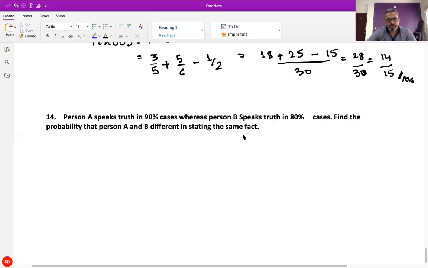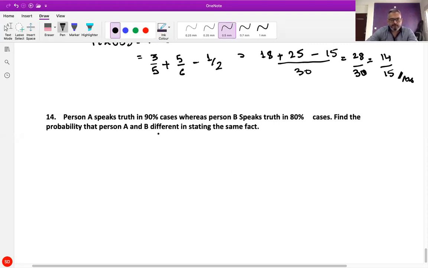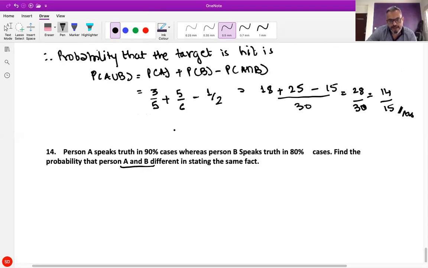Now, question number 14. It's an interesting one. Person A speaks truth in 90% case, whereas person B speaks truth in 80% cases. Find the probability that person A and B are different in stating the same fact.